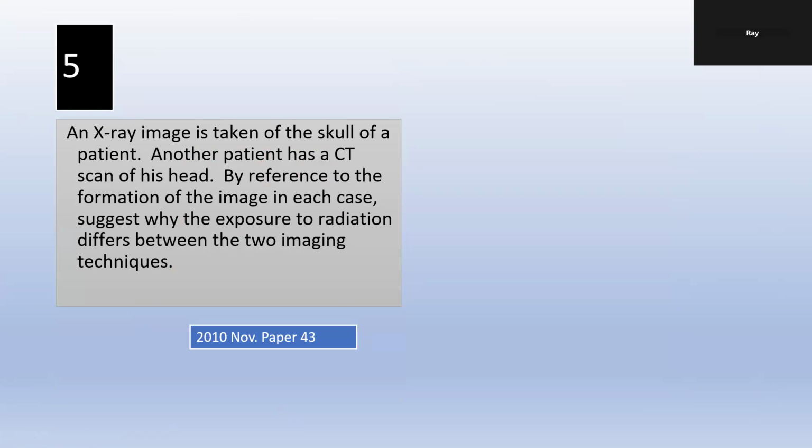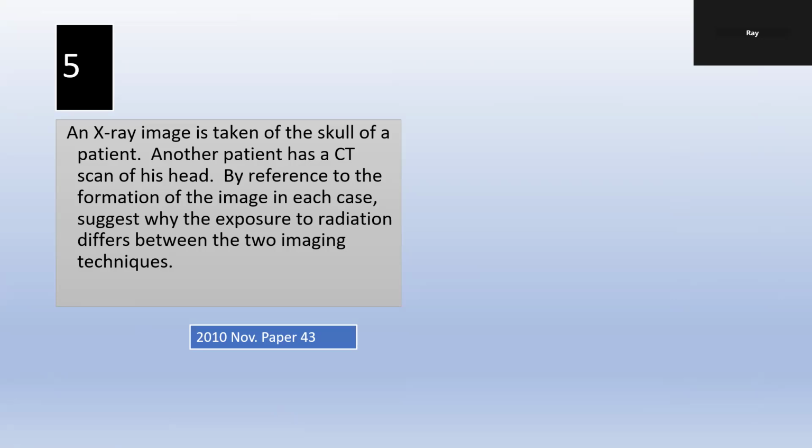2010 October/November, paper 43. An X-ray image is taken of the skull of a patient. Another patient has a CT scan of the head. By reference to formation of the image in each case, suggest why exposure to radiation differs between the two imaging techniques. You want to try first before I give you the answer? I don't know the answer.